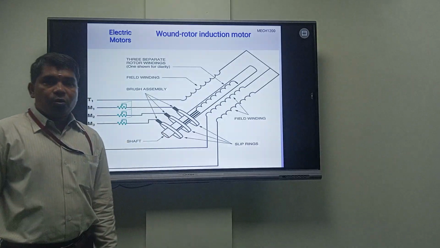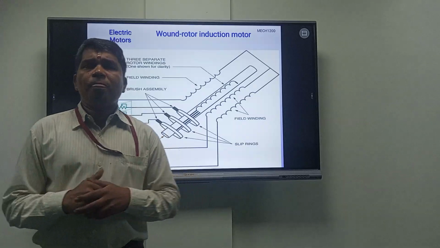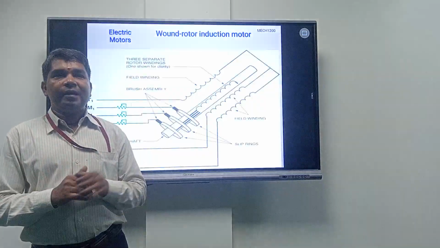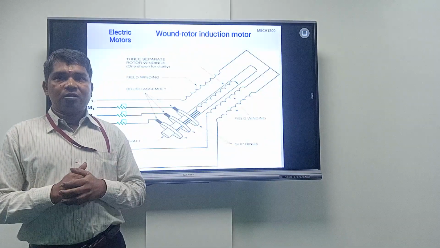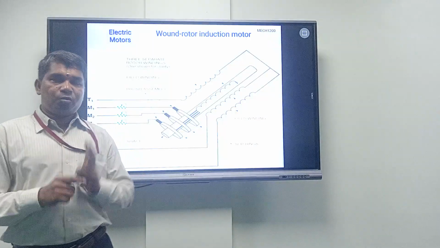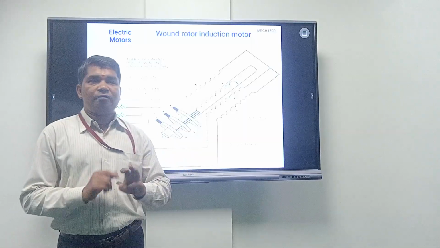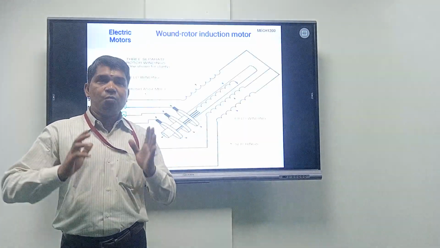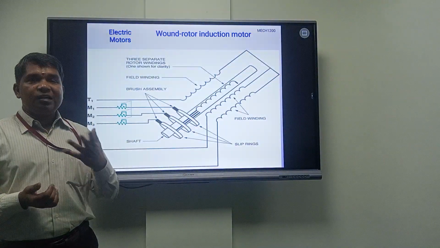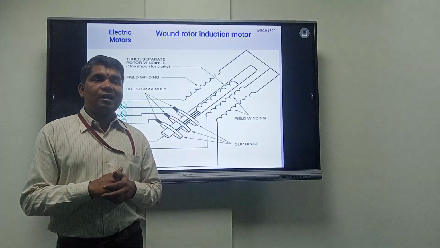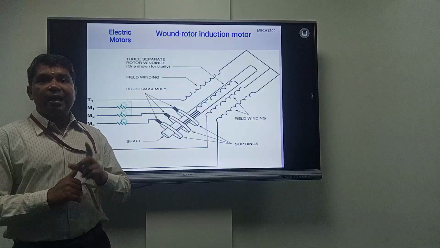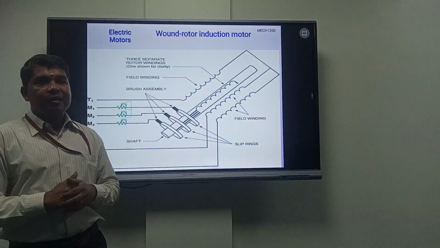Okay, so let us summarize the presentation. We have discussed AC motors. AC motors will have two windings, stator winding and rotor winding. Stator winding is the stationary winding, rotor winding is the rotating winding. In AC motors we can have single phase motors and three phase motors. In single phase motors we had some further classification: capacitor start, capacitor run, capacitor start capacitor run, and shaded pole. Those four come under single phase.